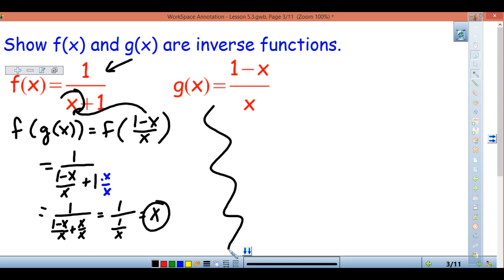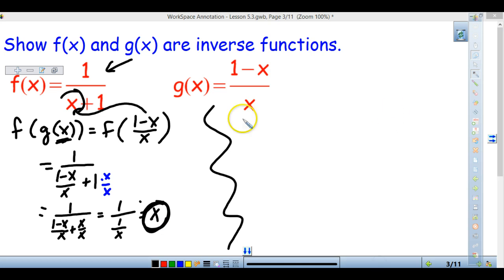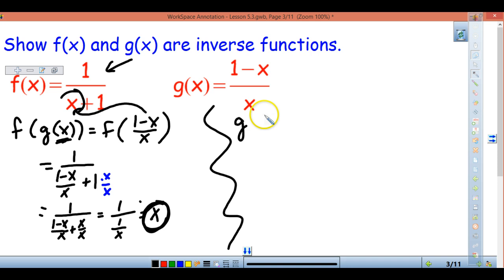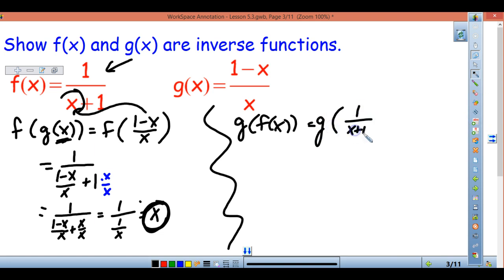All right, so what I just showed is that when I input an x, I first plug that into the function g, and then plug that into the function f, those two functions overall cancel each other out, and I end up with the same output as I put in originally. So now I also need to show that g of f of x is equal to x as well. All right, so g of 1 over x plus 1. So that means everywhere in g where I have an x, I need to input that.